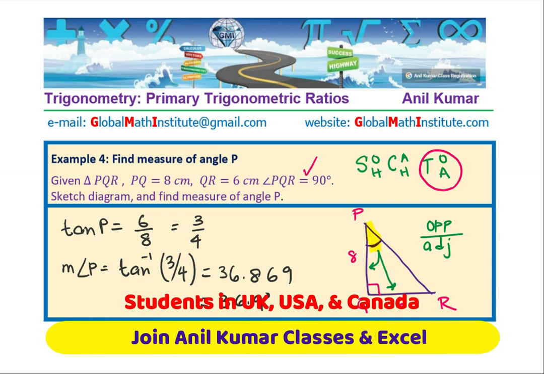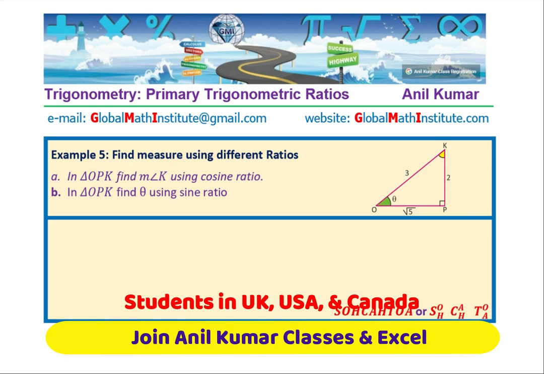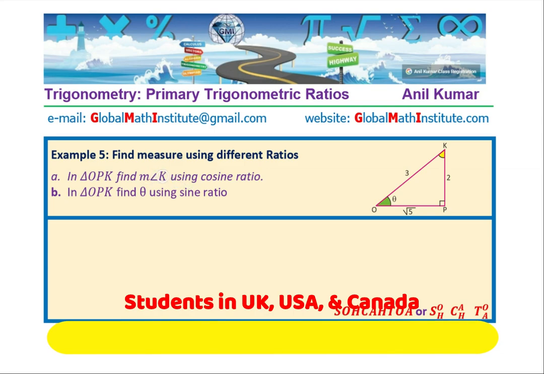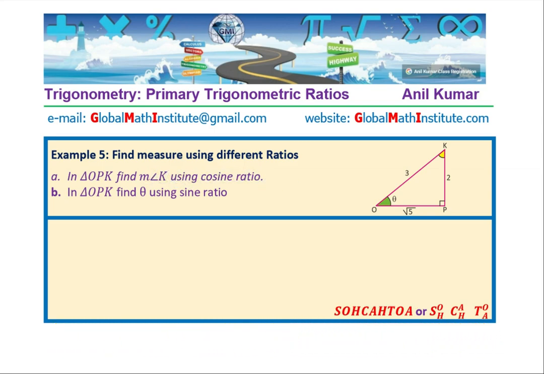You could actually extend it and find the other angle. Well, the other angle will be 90 minus this, perfect, or you can use ratios. I hope it is clear, right? Let's move on, take up the next example, which is find the measure using different ratios. It is given to us that in triangle OPK, find measurement of angle K using cosine ratio. So the angle K is right there, and we have to use cosine ratio.